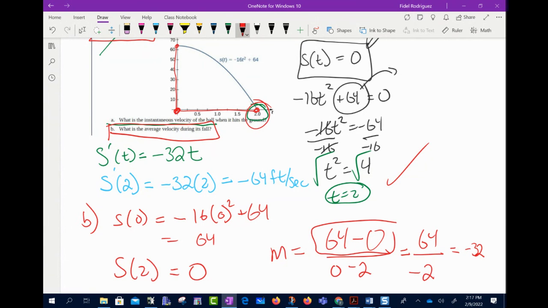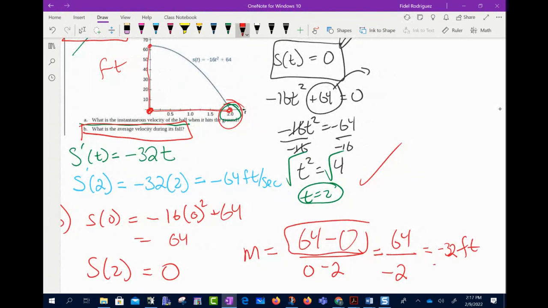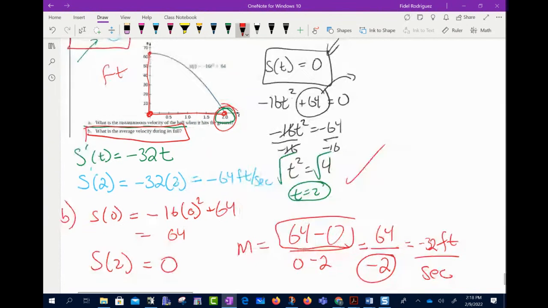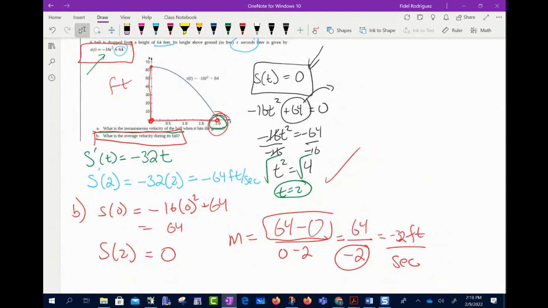Guys, remember, this was my height. Wasn't this being measured in feet? So this is feet. This was my time. Wasn't that over a 2-second period? So the average velocity and the instantaneous velocity when it hit the ground happened to be the same. The average velocity means let's find the rate of change in the height over that time interval.